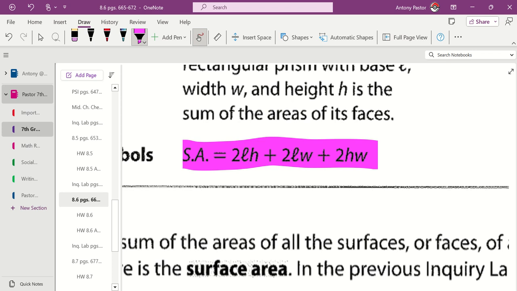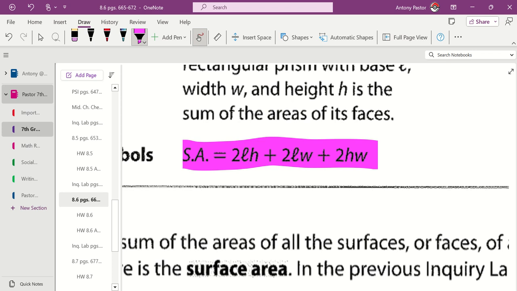Again, this formula only works for rectangular prisms and cubes. Which brings me to my next point. Now we have to find the surface area for a triangular prism. This is going to be different, and there's no formula. There's no easy way to do this. You got to do it the long way.